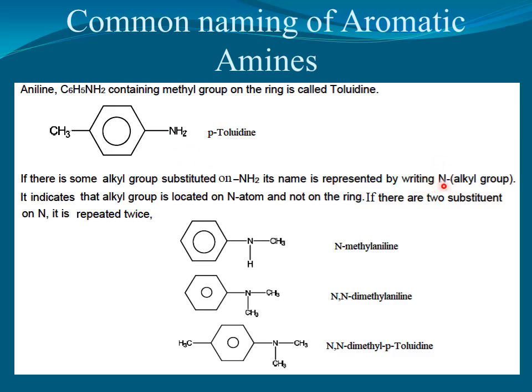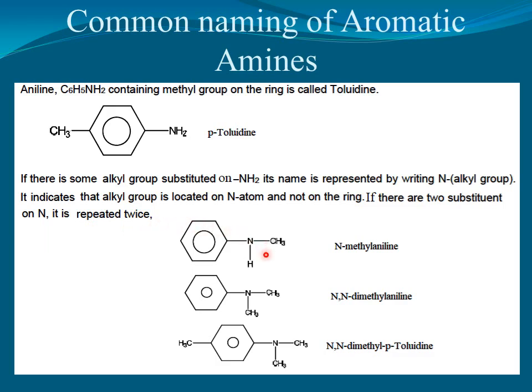If there is some alkyl group substituted on the NH2 group, its name is represented by writing a capital N with the alkyl group. It indicates that the alkyl group is located on the nitrogen atom and not on the ring. If there are two substituents on the nitrogen atom, meaning both of these hydrogens have been replaced by alkyl groups, then this capital N will be repeated twice. Let us look at the examples.